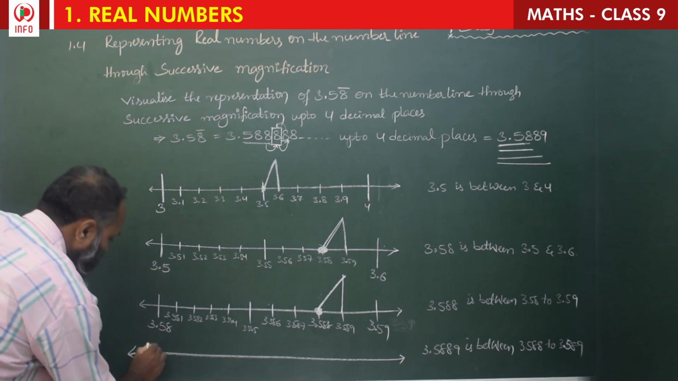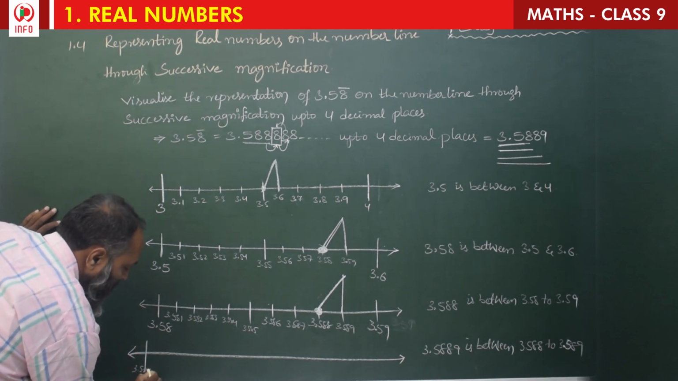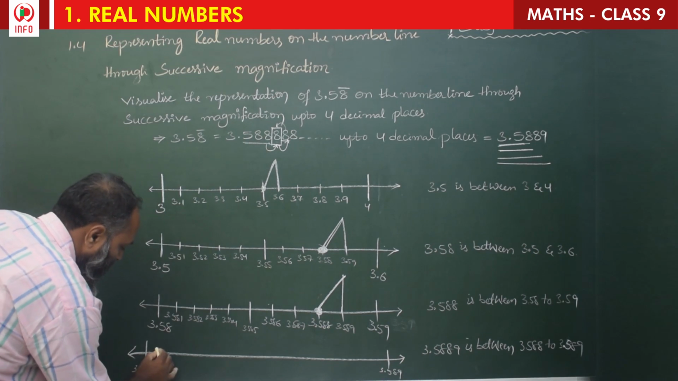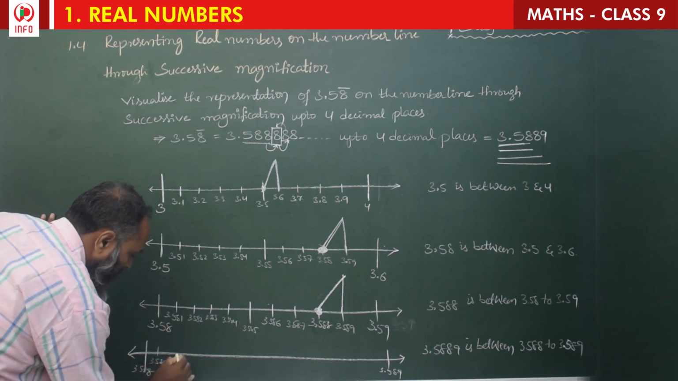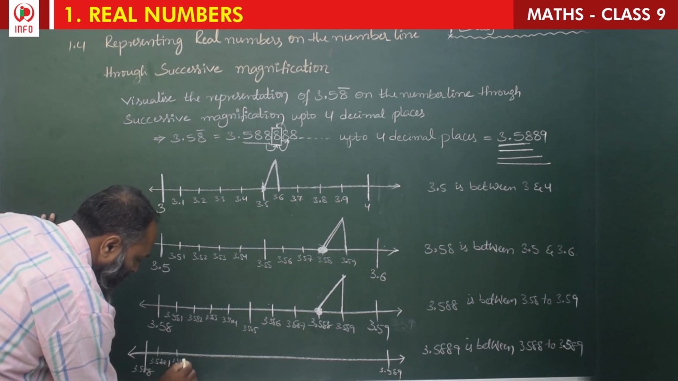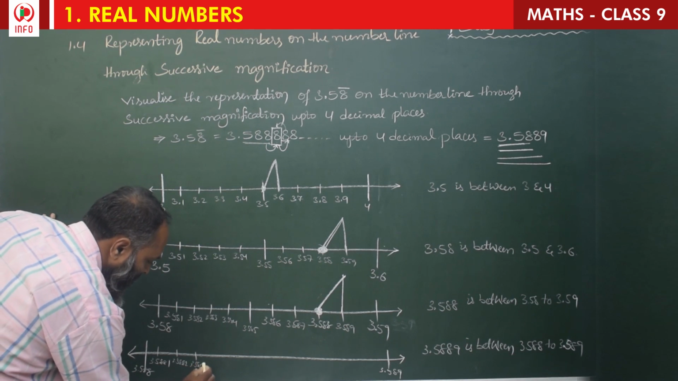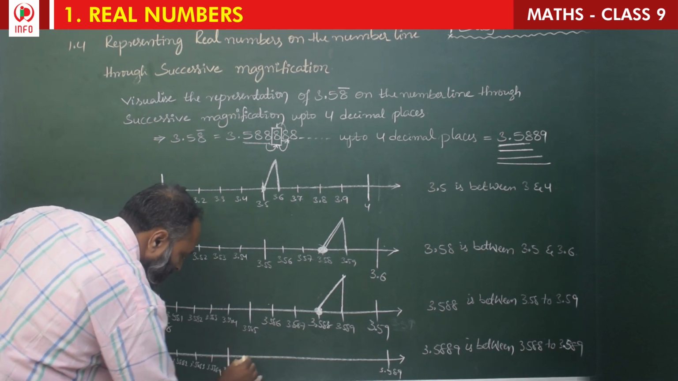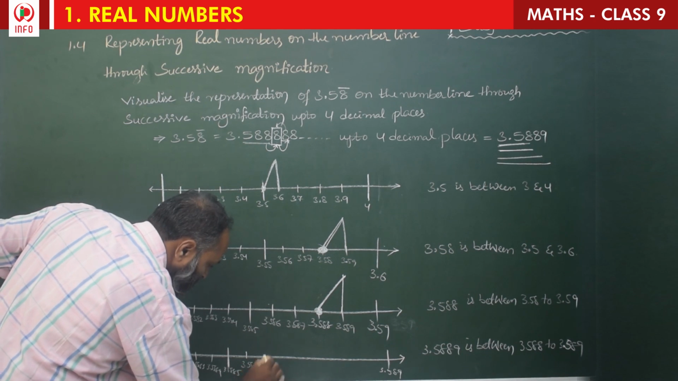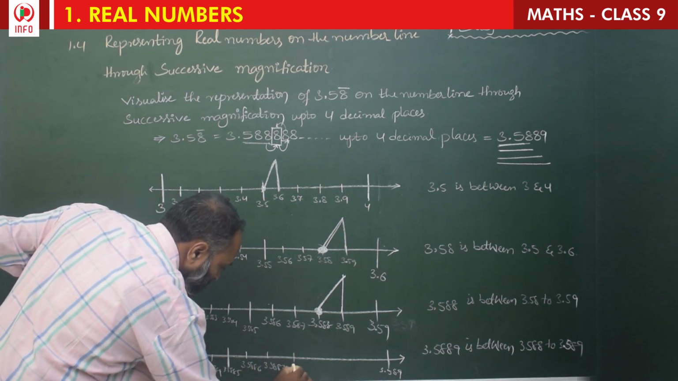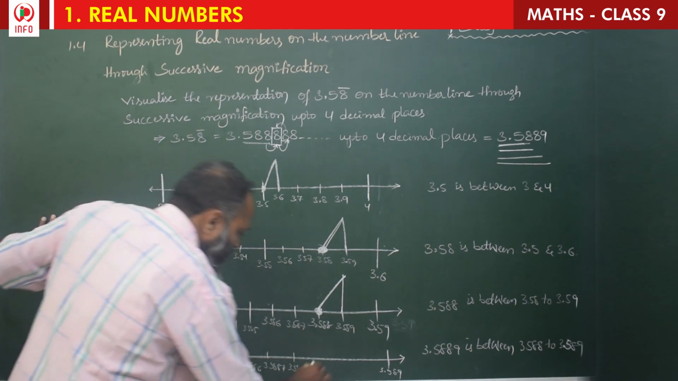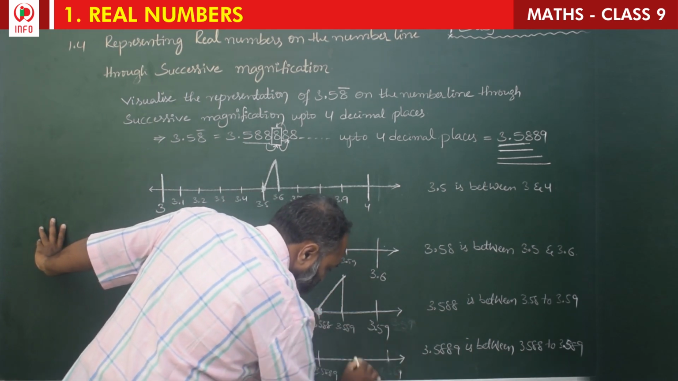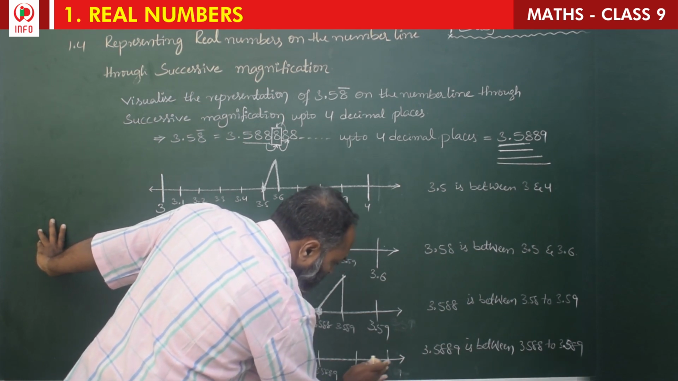Now here 3.588, here 3.589. Then 3.5881, 3.5882, 3.5883, 3.5884, 3.5885, this is the big one, 3.5886, 3.5887, 3.5888, 3.5889, then 3.5890, 90 means 9 is enough.